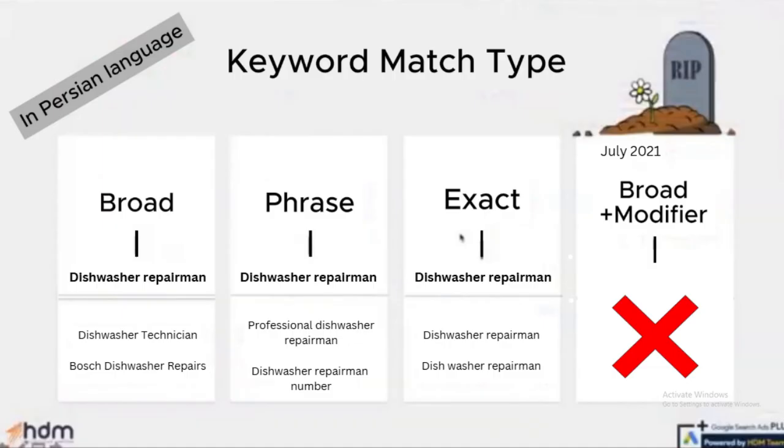Well, let's move on to broad match, guys. In broad match, first of all, we again identify it from its appearance in the keyword and negative keyword. Well, broad match.